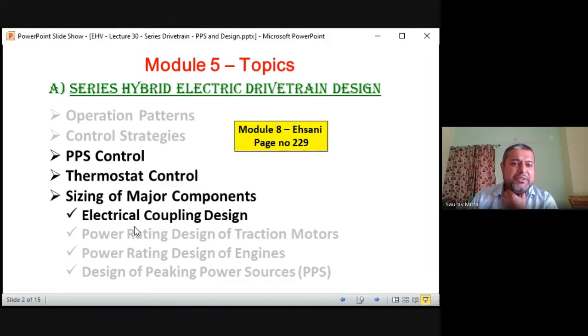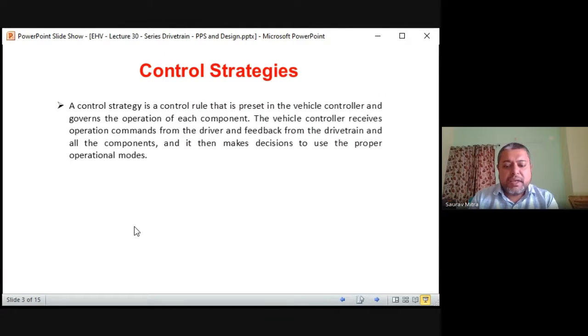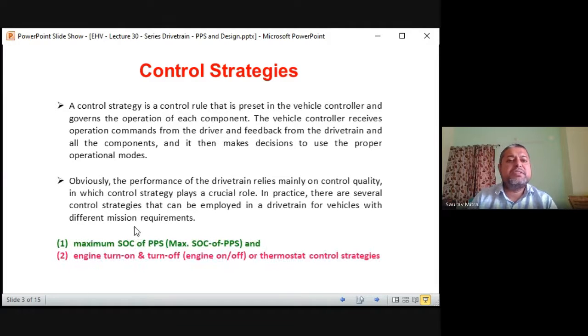So we are starting today series hybrid electric drivetrain design with PPS control. Now, what are the different control strategies? This slide was done last day. A control strategy is a control rule that is preset in the vehicle controller and governs the operation of each component. So what are the main components? There is mainly the source, then the converters, then the motor control, and the motor drivetrain.